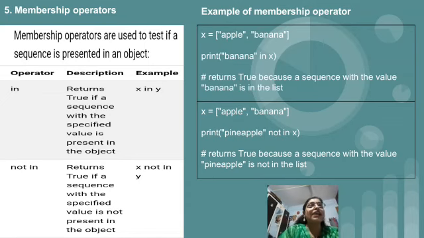As is clearly seen, banana is part of x, so it will return the answer true. The next one searches whether pineapple is part of x or not. We have only two fruits, apple and banana, so pineapple is not there. So pineapple not in x is true. So this is the membership operator. It will check whether a particular element is a member of the specific type or list or not. That is the in and not in membership operators.